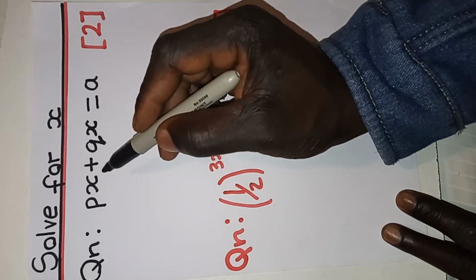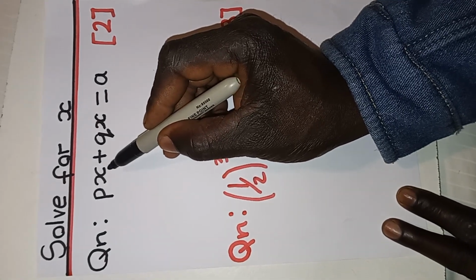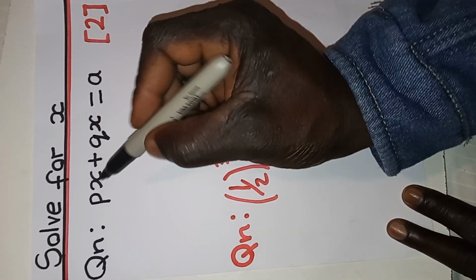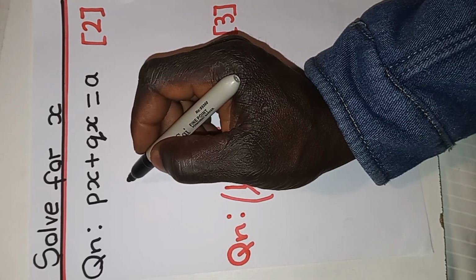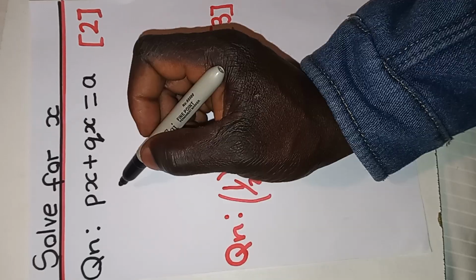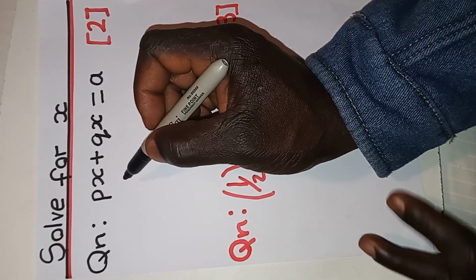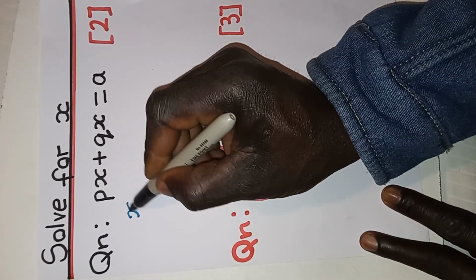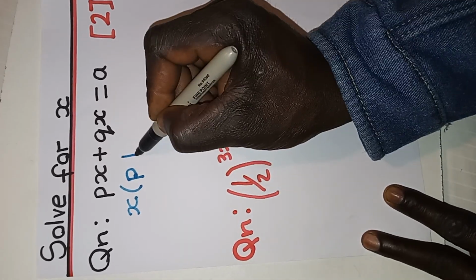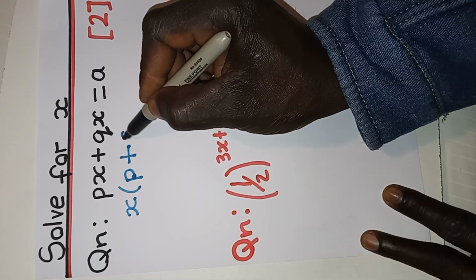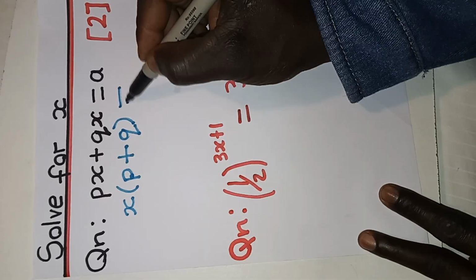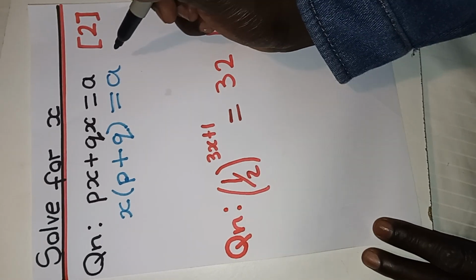The first thing you have to do when the letter you want to make the subject appears in two terms is introduce brackets and take that letter outside. You must take it out. So in this case, I'm going to write x here, bracket. I leave the p inside. The plus is there. The q is there. And I close the bracket. Then I equate it to a, like this.